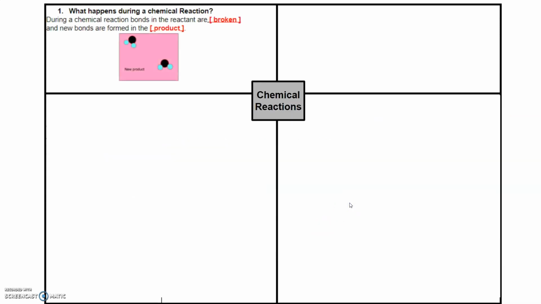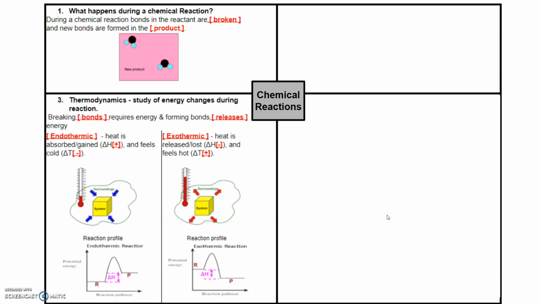So the first thing we learned about was what happens during a chemical reaction. During a chemical reaction, bonds in the reactant are broken and new bonds are formed. So you break bonds and form new ones to make your product. Now, breaking bonds requires energy, and forming bonds releases energy. And so that leads us into the concept of thermodynamics, which studies the energy changes during a reaction. So as we said before, there are two types, endo and exothermic.